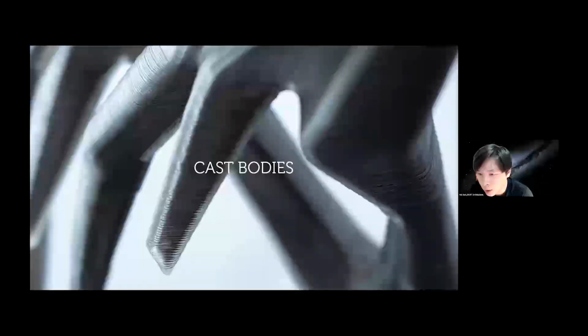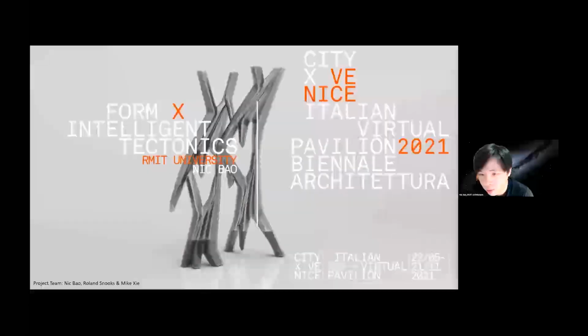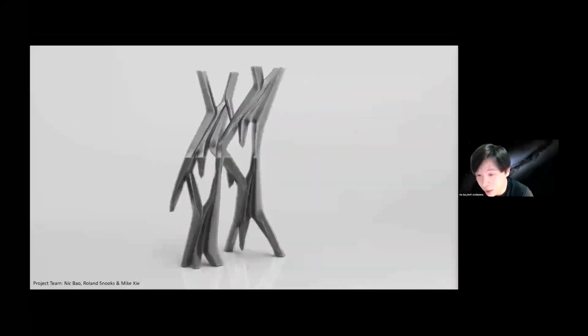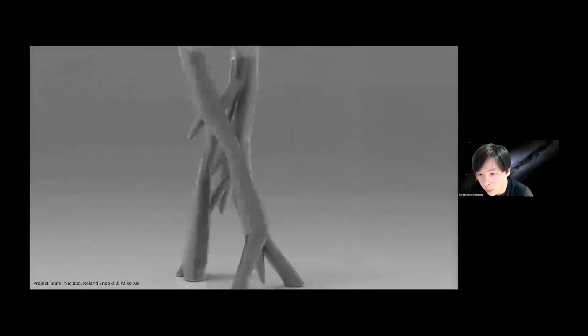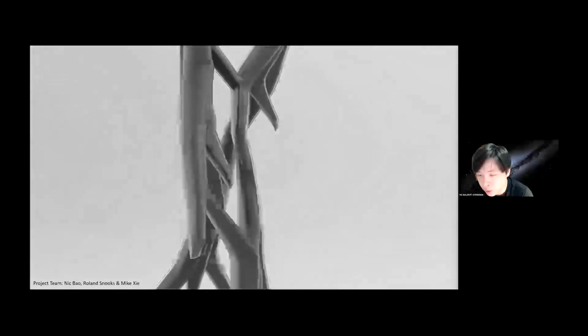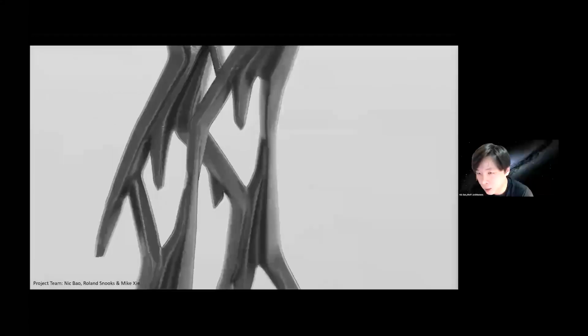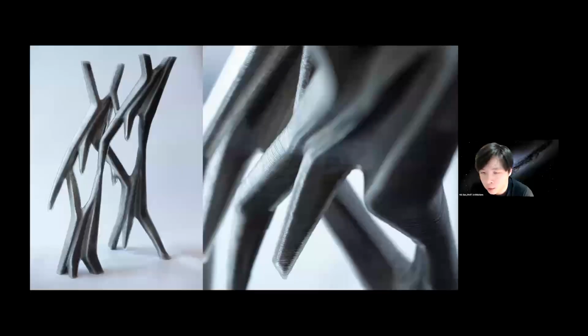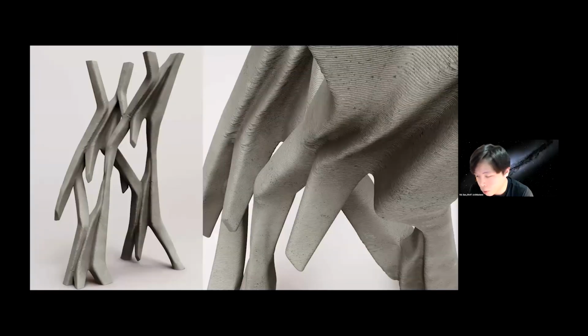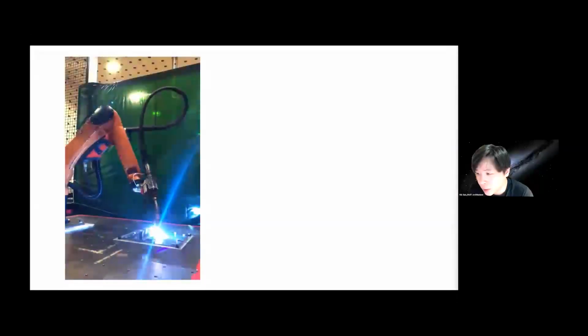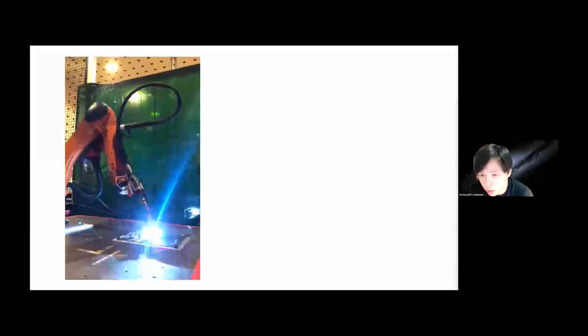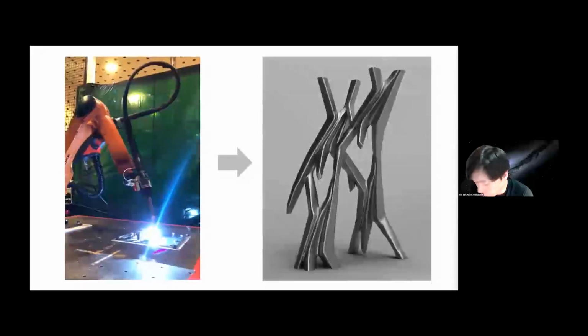So the first one I want to introduce is the cast body, which is the lattice structure. We used this one to exhibit at the Venice Biennale. It combines 3D printing molds, then cast concrete. There's a final outcome with the sacrificial formwork and the concrete, and this version removes the formwork, purely concrete.